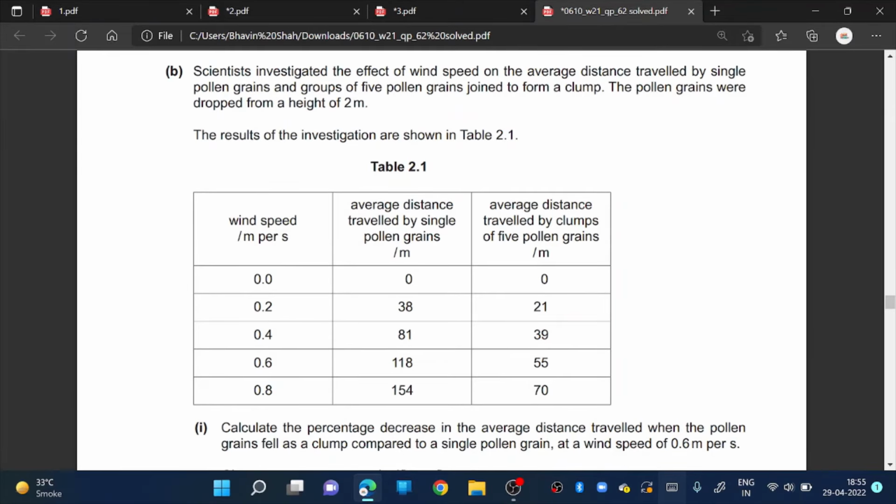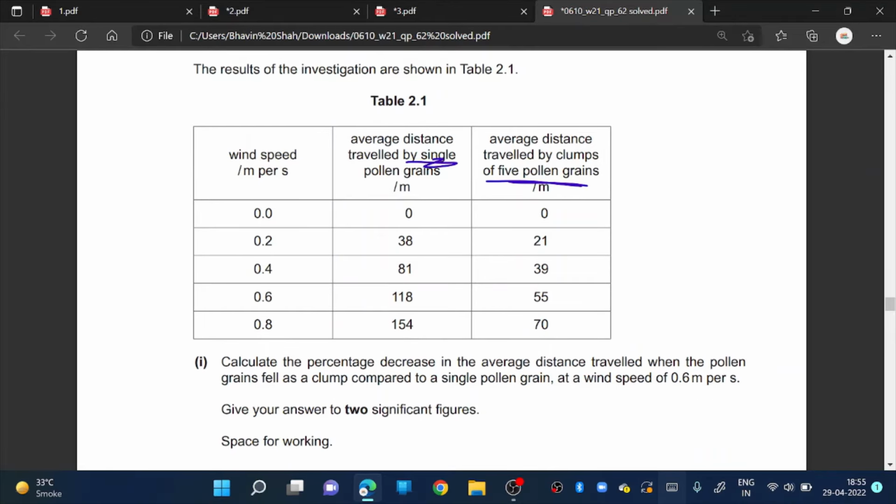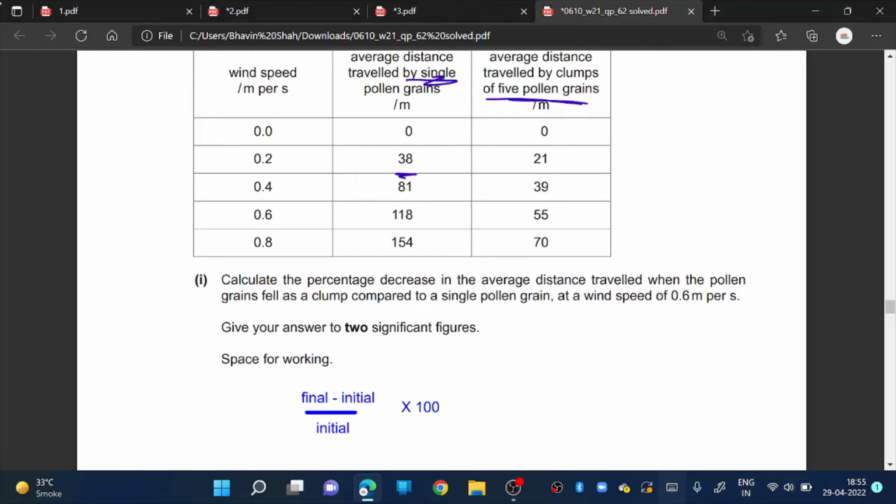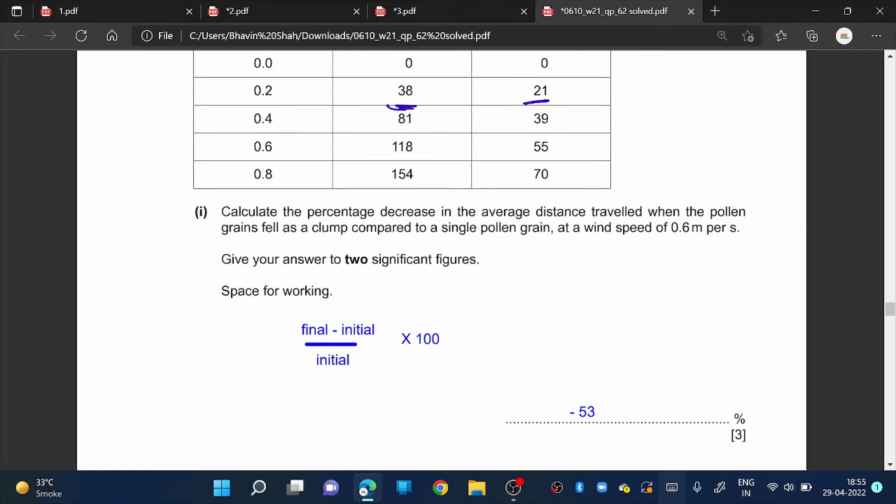Now, scientists investigated the effect of wind speed on the average distance traveled by the single pollen grain, and groups of 5 pollen grains joined to form a clump. So here there is a single pollen grain reading and the 5 pollen grains together which were moving. Obviously 5 together would decrease the speed. So you can look at the observations over here. When the wind speed was 0.2, the single pollen grain traveled 38, but the group of 5 traveled only 21 meters.